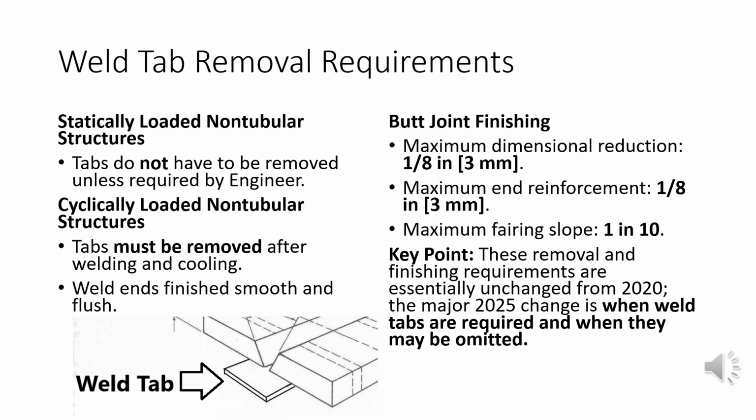So the takeaway from Section 7.30 isn't really a change in how we remove weld tabs. The major 2025 change is much earlier in the process. AWS now makes weld tabs the explicit default for CJP groove weld joints and provides a defined list of conditions where they aren't required.